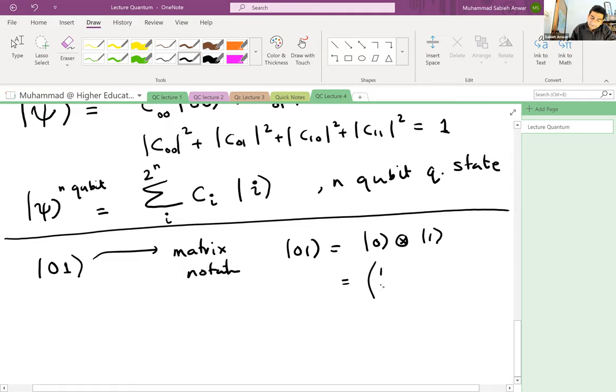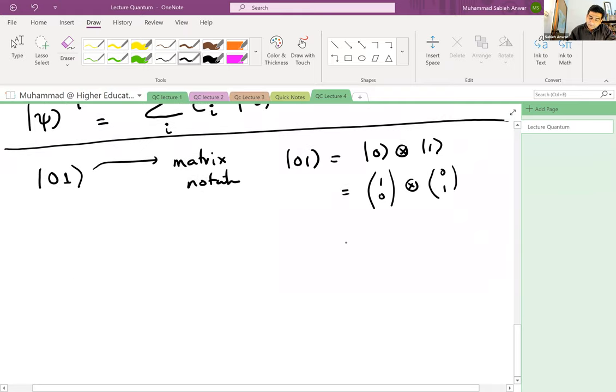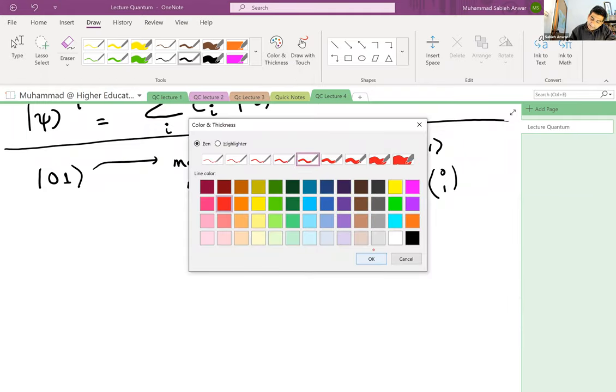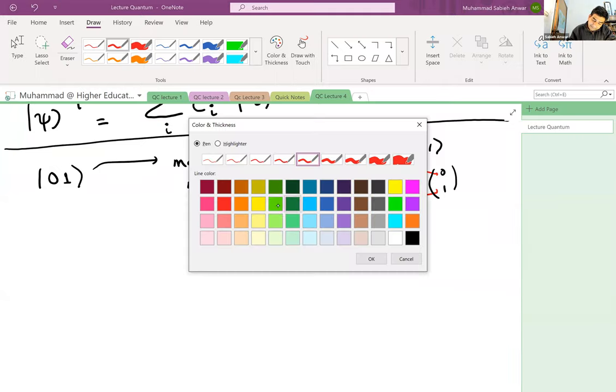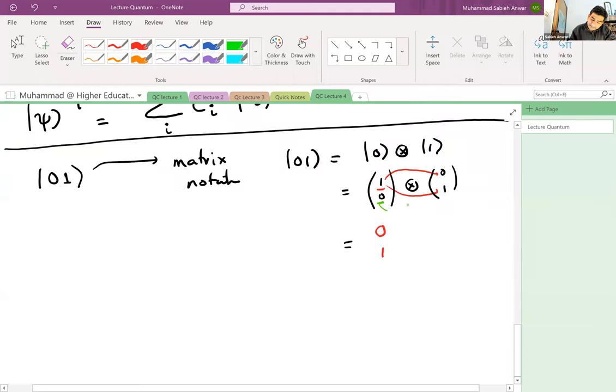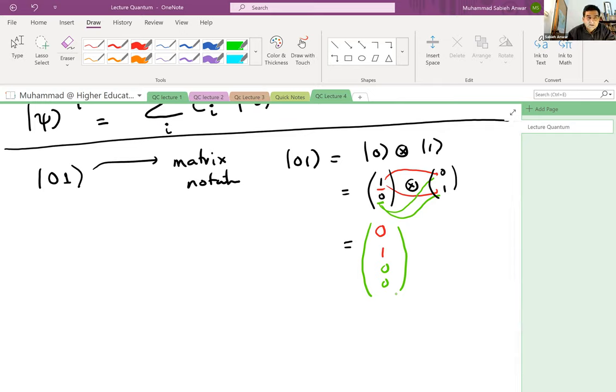I know that ket 0 is represented by a column vector with 1 and 0, and ket 1 is represented by a column vector 0 and 1. And if I form the mathematical tensor product, which I do in the following fashion, I take this 1 and multiply it with 0 and with 1, I get 0, 1. And then I take the second entry 0 and multiply it in the same order with 0 and 1. This becomes my vectorial representation of a 2-qubit state ket 0 1.